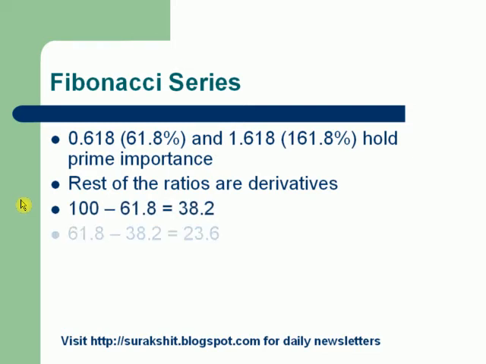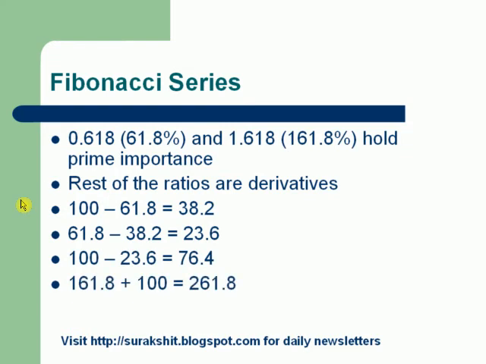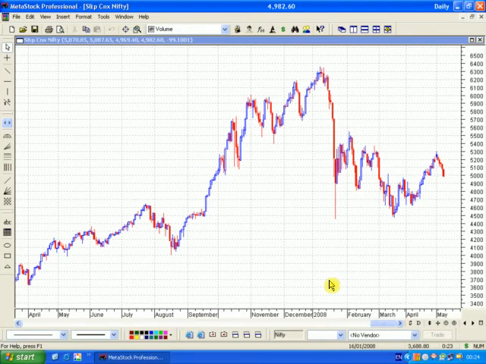Now 100 minus 61.8 is 38.2, 61.8 minus 38.2 is 23.6, 100 minus 23.6 is 76.4, 161.8 plus 100 is 261.8, and if you add 161.8 to 261.8, you get 423.6. So all these numbers, 38.2, 23.6, etc., are Fibonacci numbers which are greatly used in the stock markets. Now at this point I would also like to mention that even Elliott waves make use of the Fibonacci series.